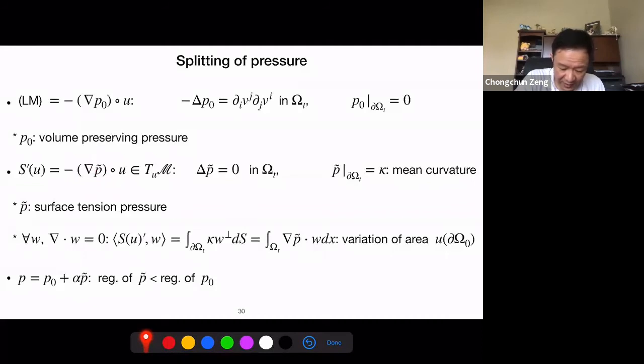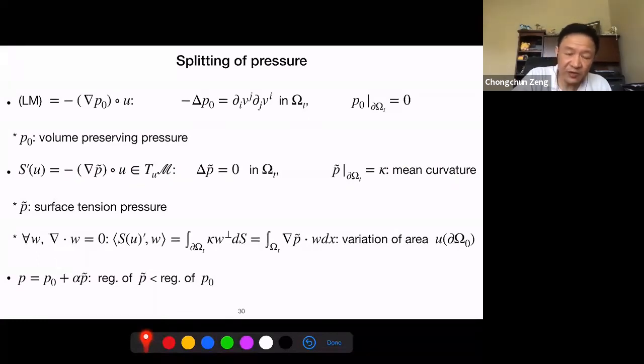This is indeed tangential. And it is a harmonic function. The potential function is harmonic. So the gradient of P tilde is divergence free. It's a tangent vector. And on the boundary it is equal to the mean curvature. So this can be computed easily by first taking the variation of the area, then the mean curvature comes out.